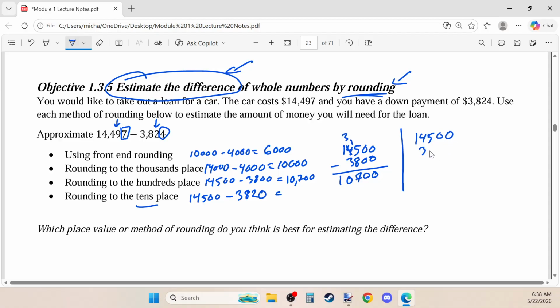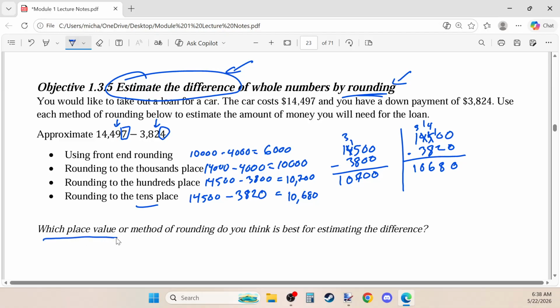At 14,500, again, we might want to do this one vertically. 14,500 minus 3,820. 0 minus 0 is 0. Can't take 2 from 0, so I have to borrow. 10 minus 2 is 8. Can't take 8 from 4, I have to borrow. 14 minus 8 is 6. 3 minus 3 is 0. 1 minus nothing is 1. The answer is 10,680.